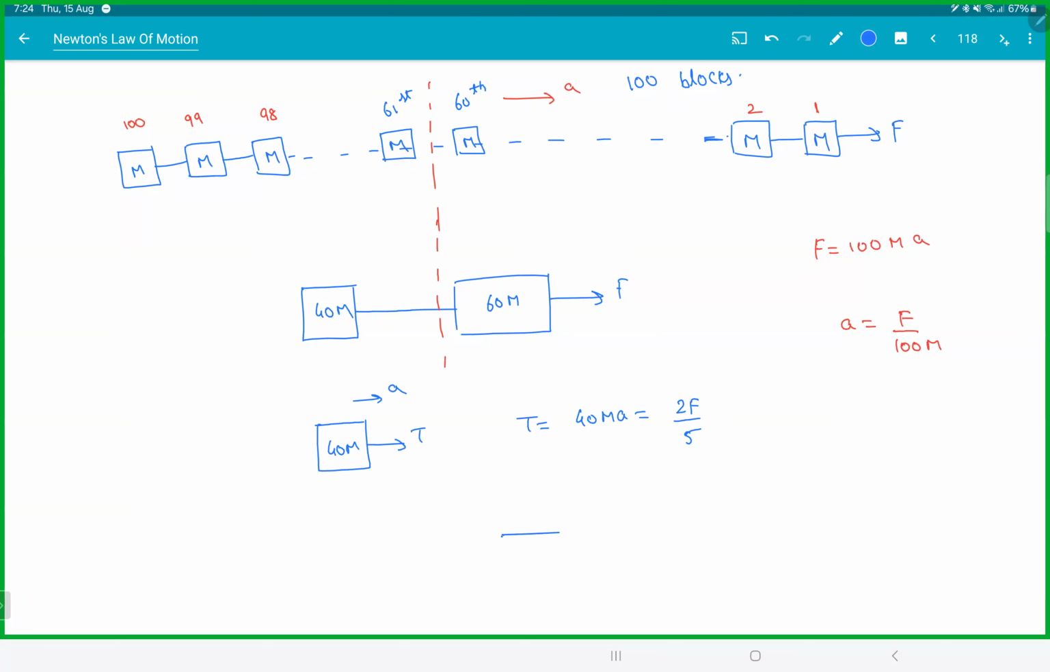You can take the right piece also. Then this would be F, 60 m, and this would be T, and this is acceleration. F minus T is equal to 60 ma. That would be 6F/10, so T would be 4F/10 or 2F/5. It doesn't matter which piece you take, you get the same answer. Have a look at this. Clear, everyone? Any doubts on this? Perfect. Next one.